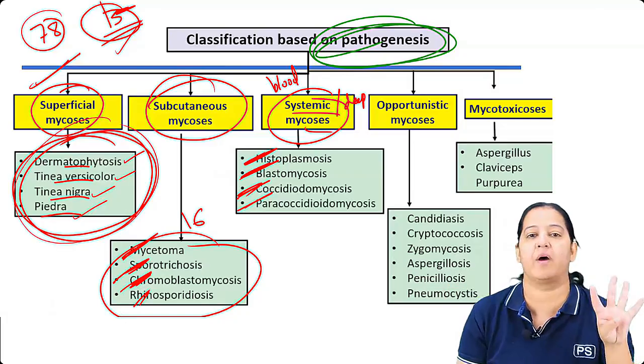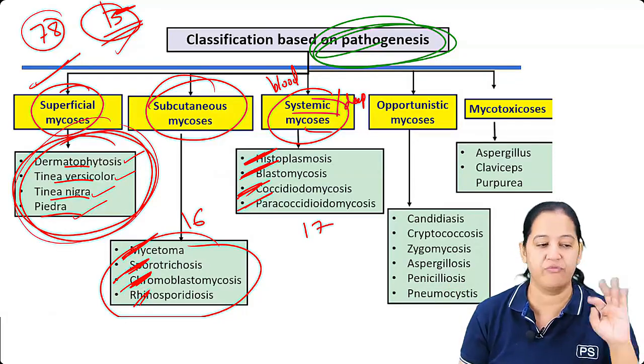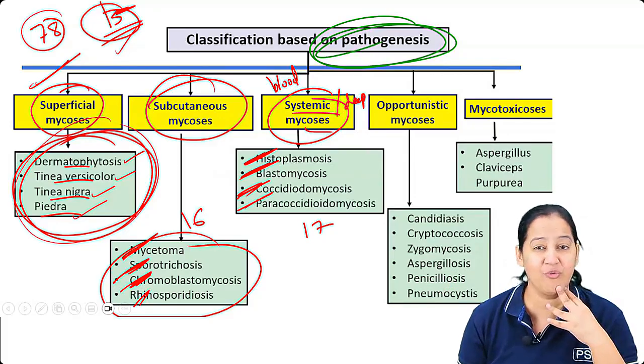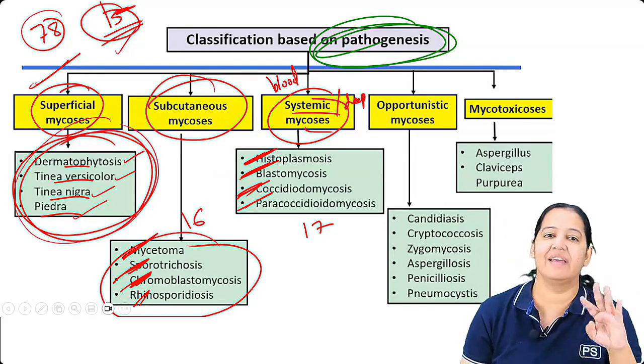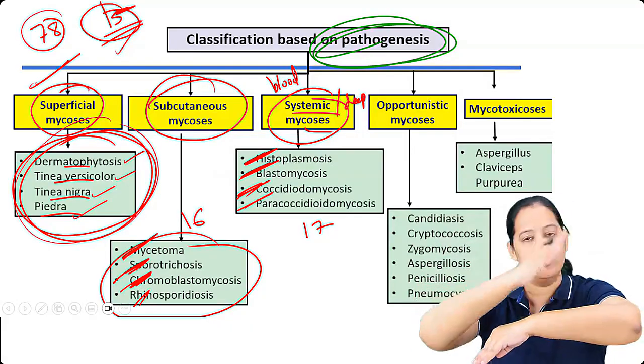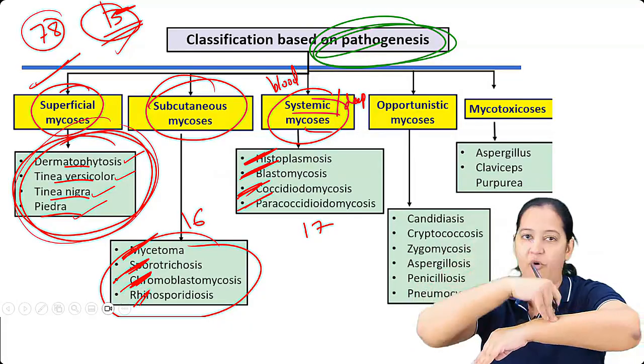Blasto, coccidio, paracoccidio, page number 17. So the 4 fungus you can check: 4 on 15, 4 on 16, 4 on 17. है ना? 4, 4, 4. ठीक है जी. And finally, superficial is done, subcutaneous is done, deep is done. है ना? 4 superficial, 4 subcutaneous, 4 deep.